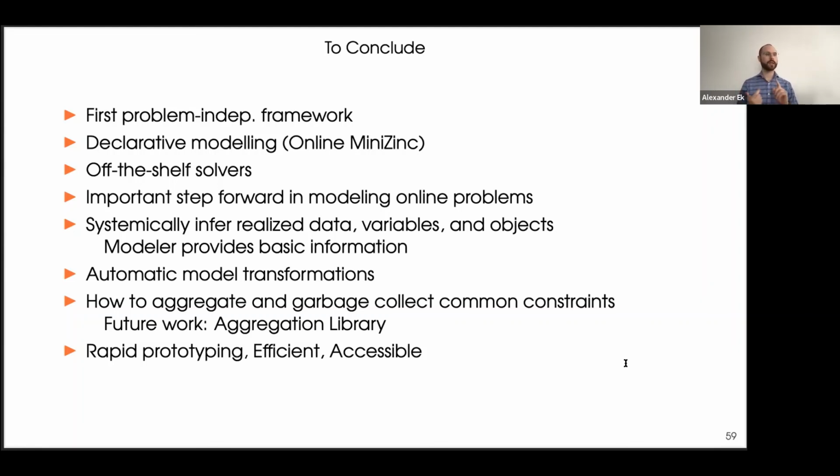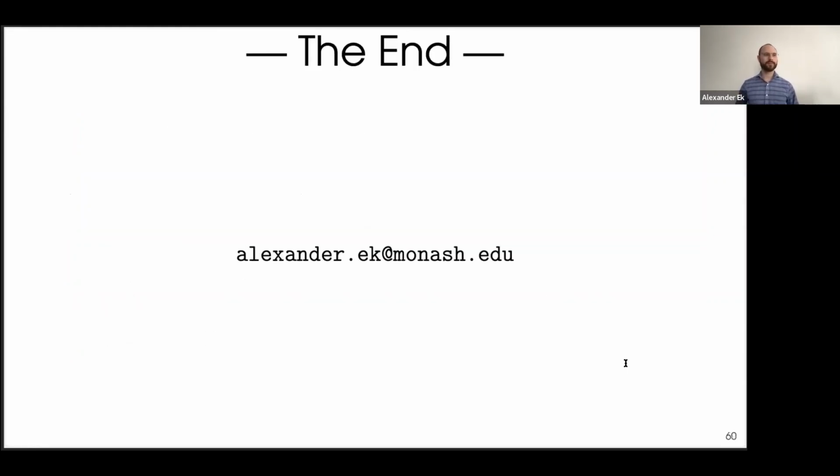okay, you use that constraint, that constraint, that constraint. That means it should be rewritten like this, bam, right? So a library of all the different constraints you can imagine and how to aggregate them. And one more time, this then allows for rapid prototyping, and this is efficient, high level, and accessible, right? So hopefully that was interesting.